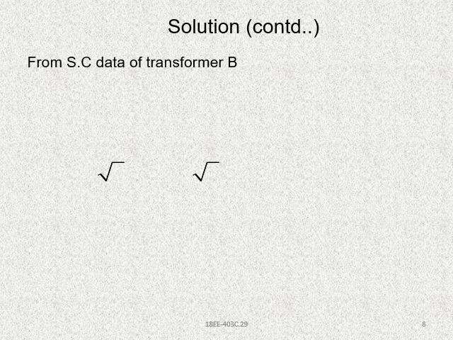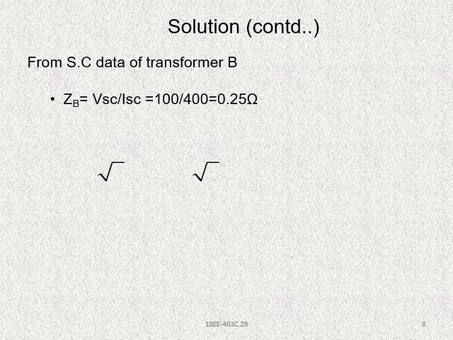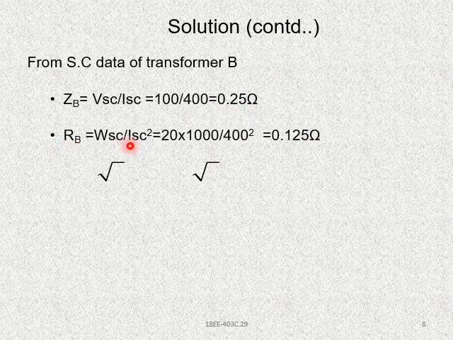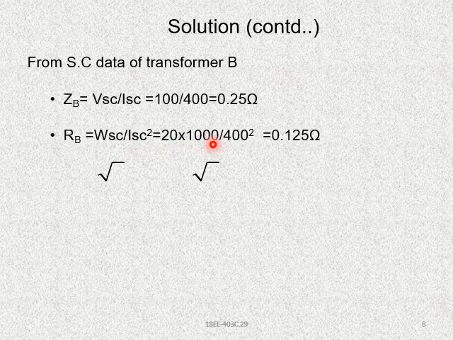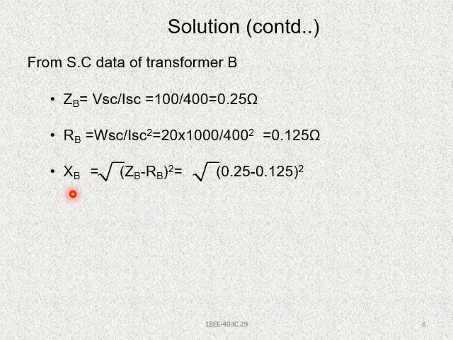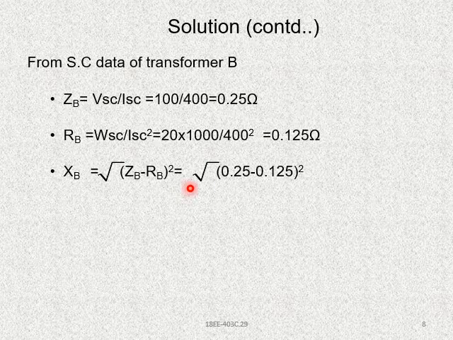And now from the SC data of transformer B, similarly ZB is equal to VSC by ISC, which is 100 by 400, equal to 0.25 ohms. Similarly, RB is equal to WSC by ISC square, which is 20 into 1000 by 400 square, equal to 0.125 ohms. And similarly, XB is equal to the square root of ZB squared minus RB squared. We will be getting 0.2165 ohms.